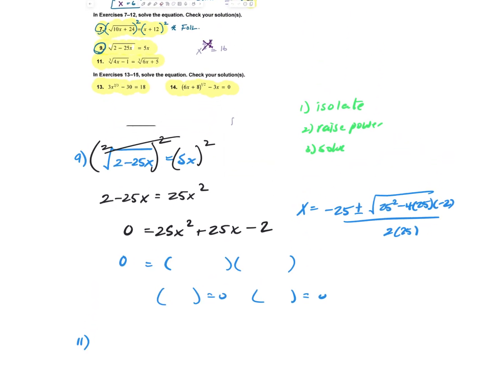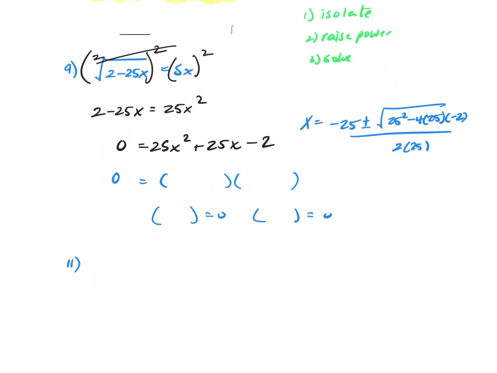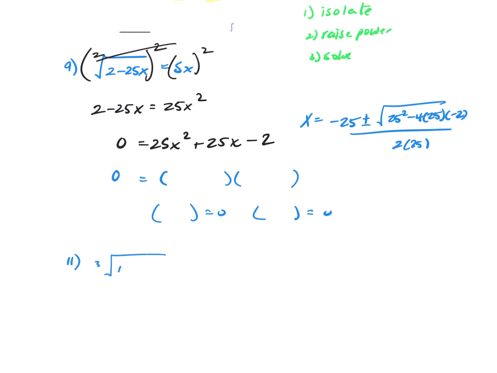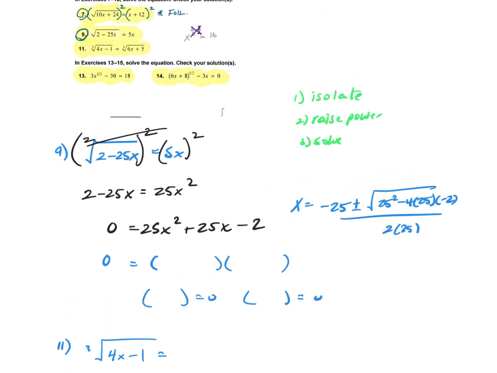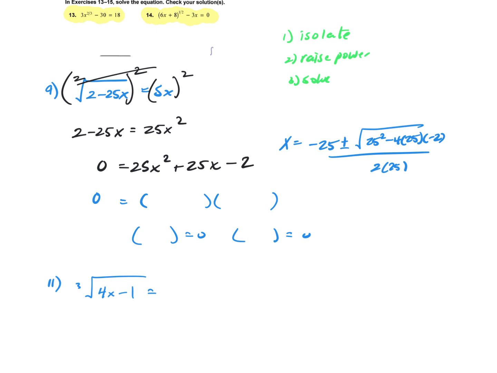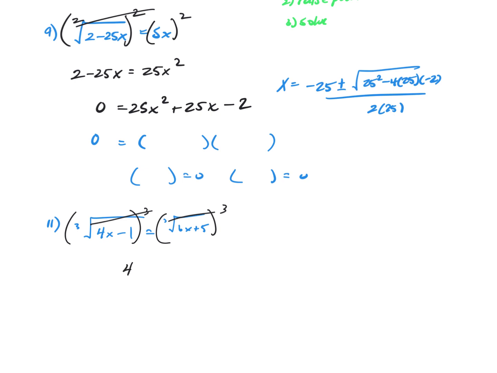For number 11, you have the cube root of 4x minus 1 equals the cube root of 6x plus 5. If the roots are isolated, you're going to raise it to that root, okay? So if it's the cube root, you're going to raise it to the third power. So I'm going to raise both sides to the third power. The third power cancels. So we get 4x minus 1 equals 6x plus 5. And then we just solve it. So I'm going to get the x's to one side. So I'm going to bring over the 4x.